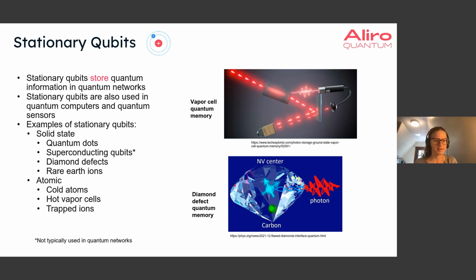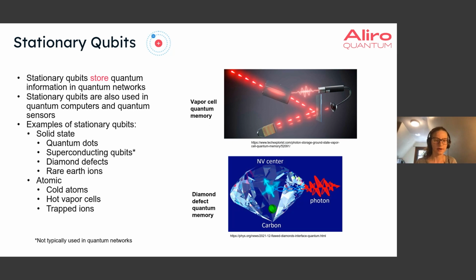Other types of stationary qubits include diamond defect centers. So in this, the bottom image shown on the right shows a kind of an artistic drawing of a diamond defect center quantum memory. So this drawing shows an NV center, or nitrogen vacancy center, which is a color center in diamond where a nitrogen atom will displace a carbon atom in the diamond and create a defect which can emit and absorb photons.